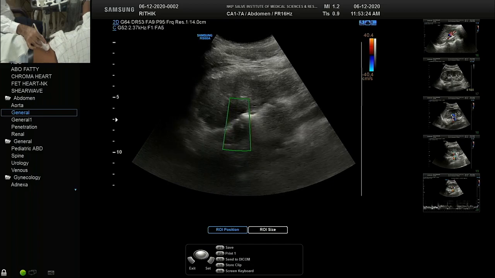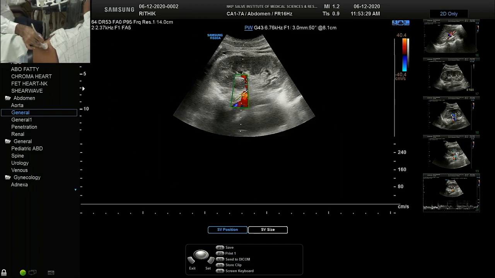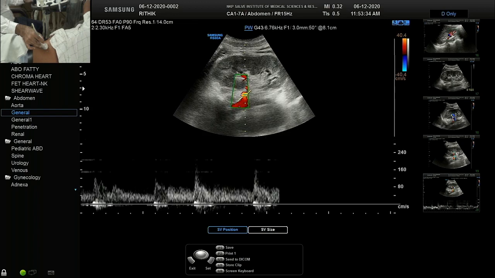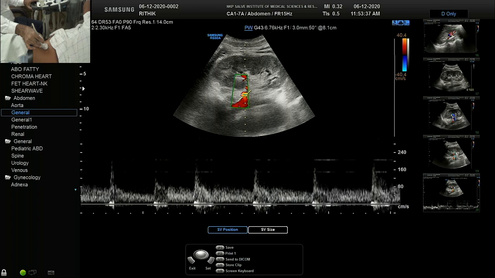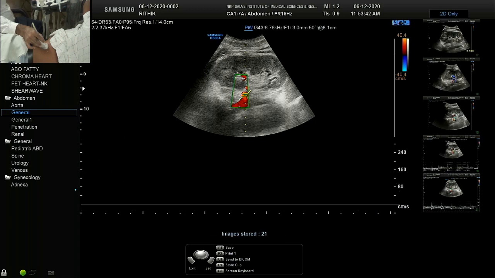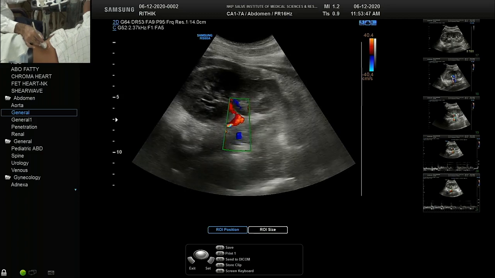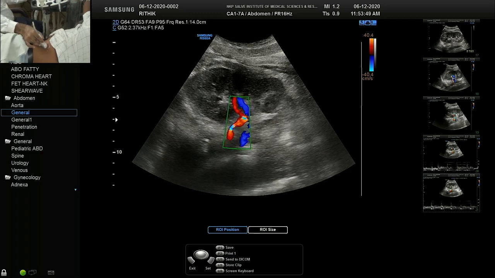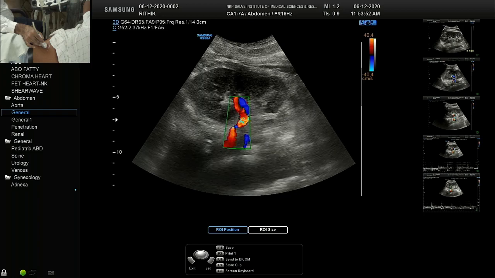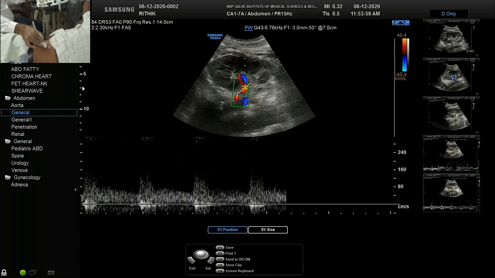Yes, take a long breath, hold it. So at this point, that is the renal artery at origin, same renal artery at hilum. Either you can see this in long section like this, or you can do a transverse section also. So wherever you get more and more information, you should do the Doppler.